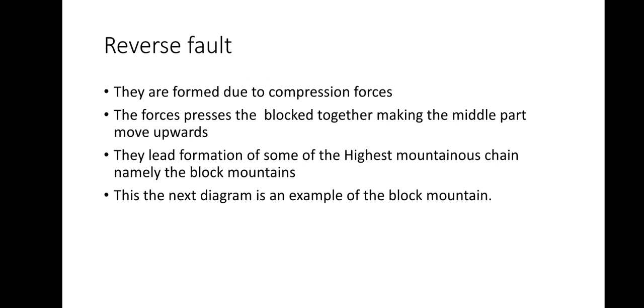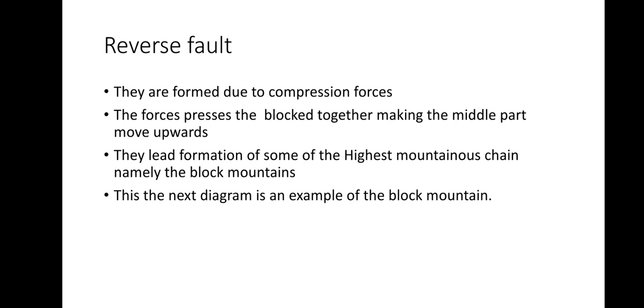When they compress and the middle part comes up, it leads to the formation of what we call block mountains. Block mountains are some of the highest mountains, and they form a high mountainous chain. You see the chains, they're one of the highest mountains.